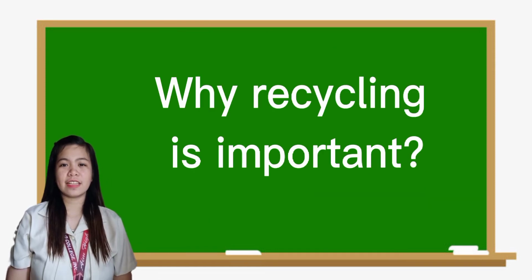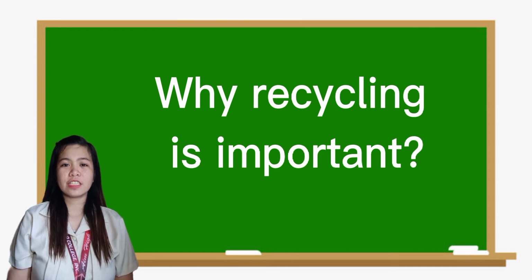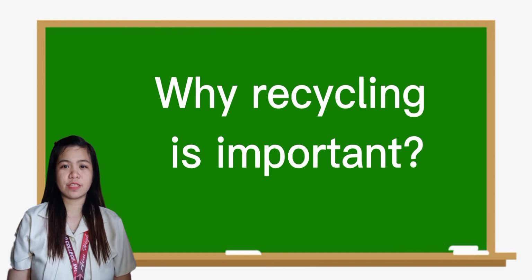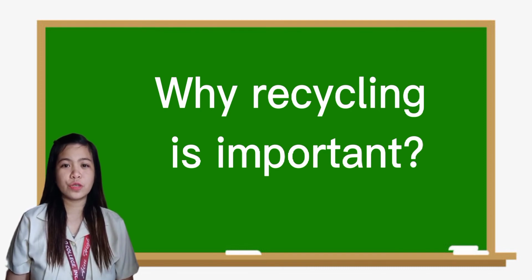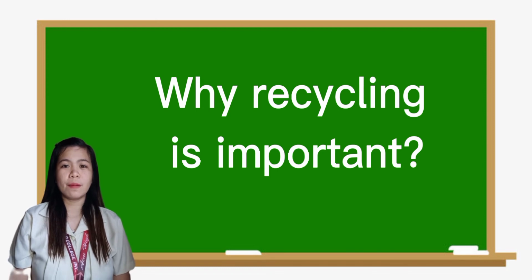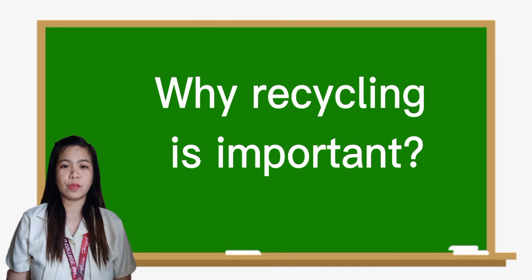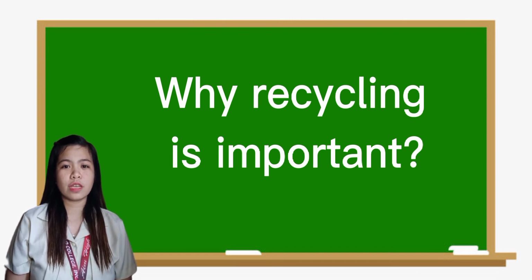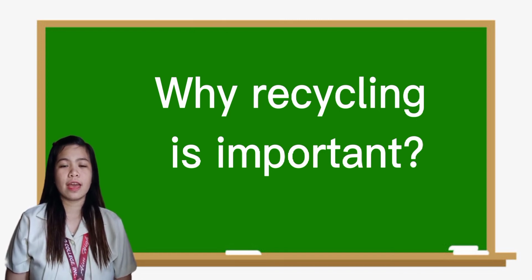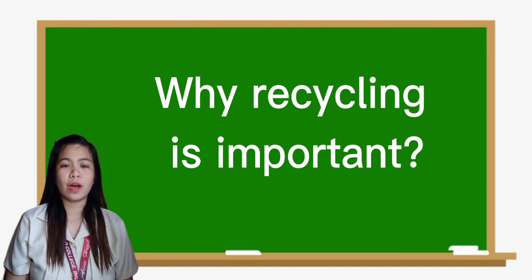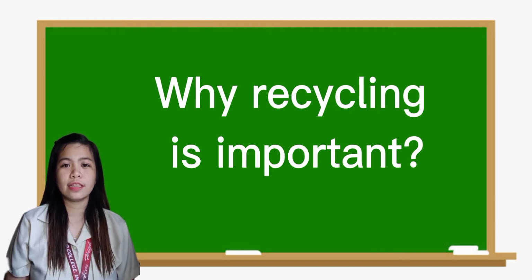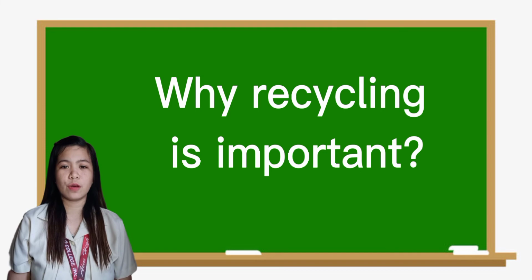Next is why recycling is important. Recycling is important because each ton of recycled paper can save 17 trees and 7,000 gallons of water. So, it reduces the number of fresh raw materials we use, it reduces the amount of energy we use, it reduces air pollution, it reduces water pollution, and it lowers the amount of greenhouse gases.